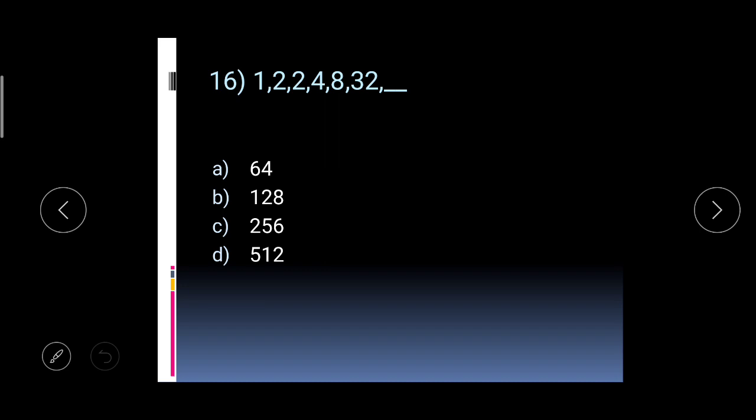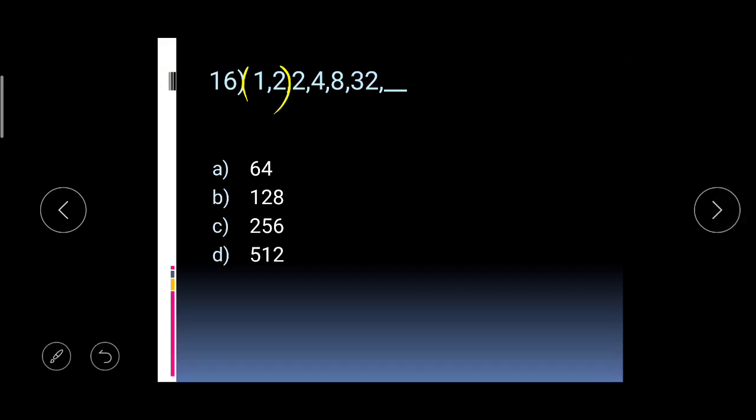Okay, if we see the first two terms, right? The first two terms are 1, 2. If I just multiply 1 and 2, what will I get? 2. So by multiplying these terms, I am getting this term.